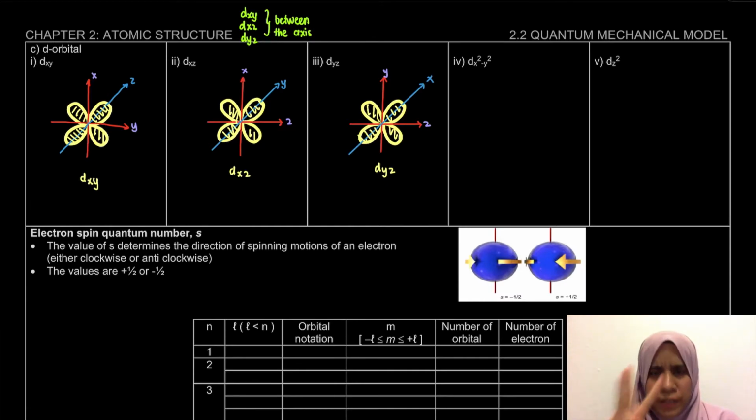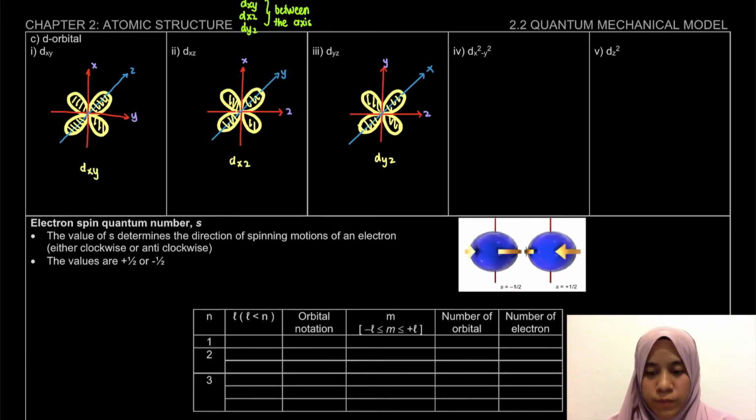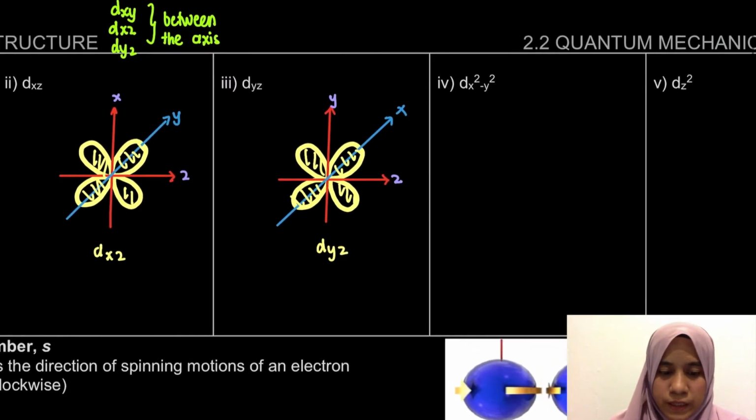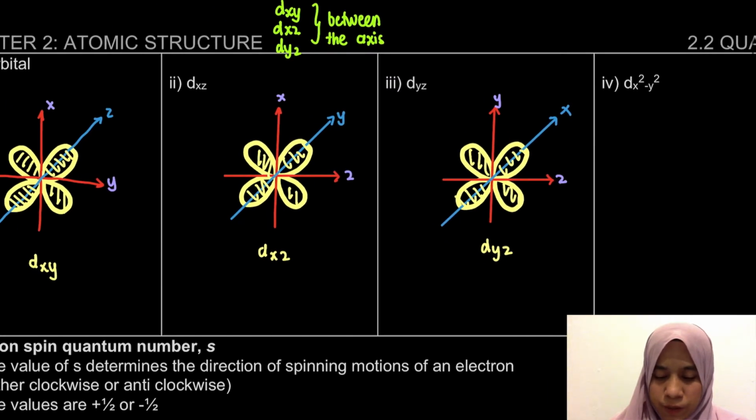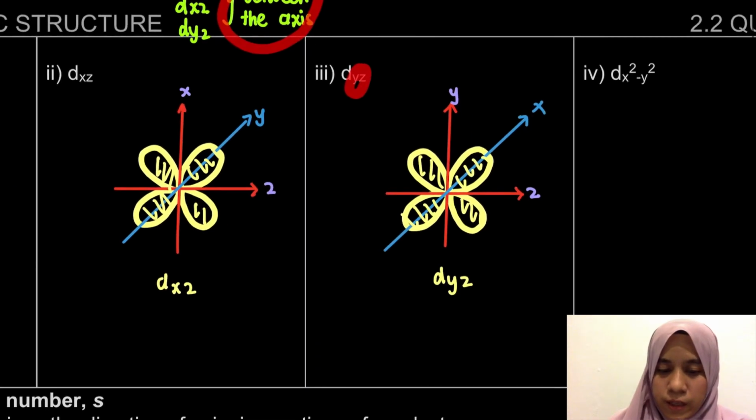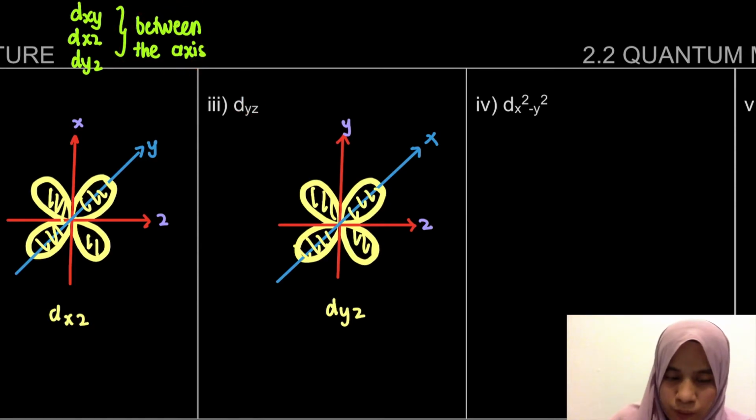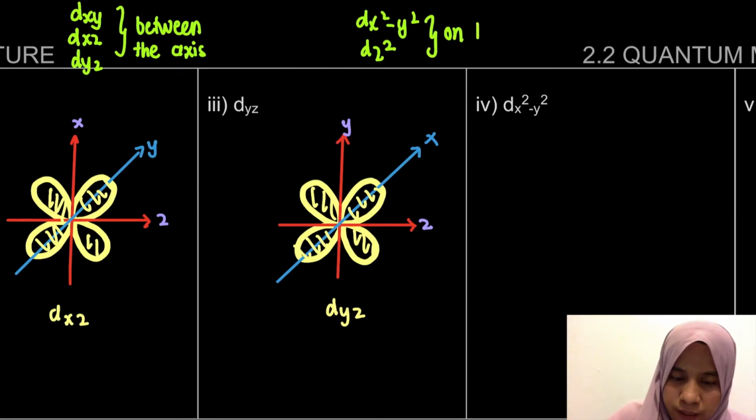Okay, so three cases. Okay, next we're going to look for the case dx squared minus y squared dengan dz squared. Okay, for the dx squared minus y squared and dz squared is a bit different. Okay, so yang tadi between this, yang apa ni, where there is no to the power of 2 pada huruf dia ni, is actually between the axis. Okay, kalau dx squared minus y squared as well as dz squared is actually on the axis itself. Ini kita draw on the axis.